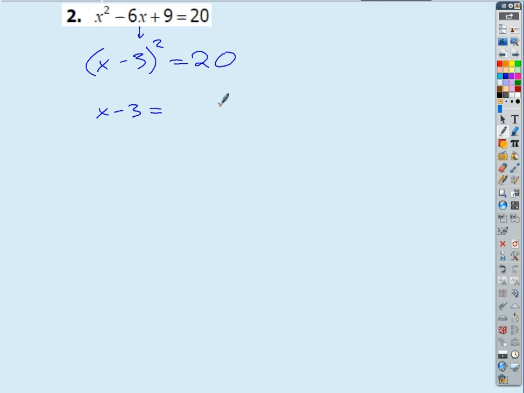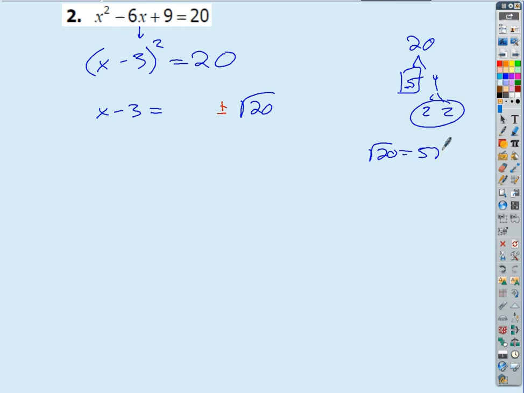Plus or minus the square root of 20. And if we make a factor tree for 20, what do we get? 5 times 4, and 4 breaks up into 2 and 2, so I get a couple of 2's and a single 5. So I could simplify that to be 5 radical 2, right? Other way around. 2 radical 5. Couples go out, singles stay in. 2 radical 5, right? Okay, so what's the next step to get x by itself?